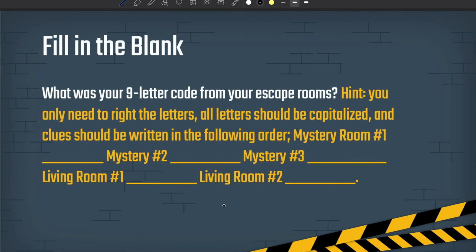And then for today's fill in the blank, you actually have to complete our escape room and find the 9-letter code that's within Miss Santana's eyes Bitmoji. When you write it in, you only need to write the letters in the order that it appears in. So you're going to need to write mystery room number 1 first, and then 2 letters, and then mystery number 2 is 2 letters, and so on and so forth. And then all the letters need to be capitalized when you go to type it into the fill in the blank, and your clues should be written all in order, or else you won't get it right.